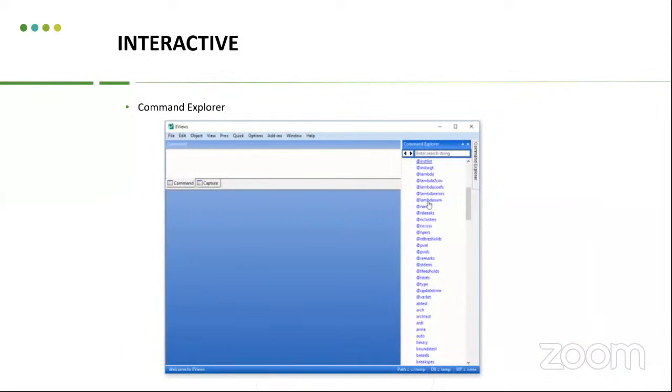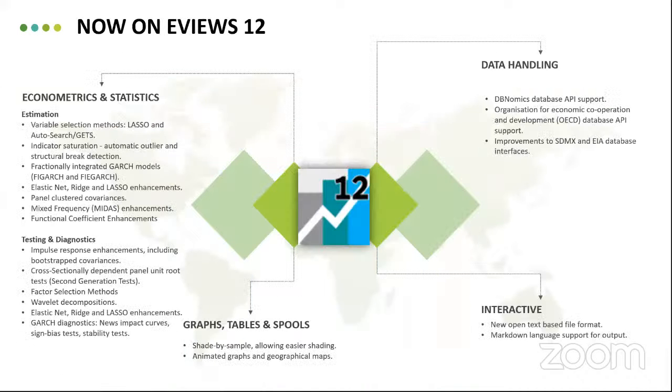For the interactive part of EViews 11, when you hover your mouse on the Command Explorer, some tabs come out to select any kind of command language to put into the white box over here. So you don't need to memorize all of the language to put in the command. You can just simply hover your mouse over here. So that's for EViews 11.